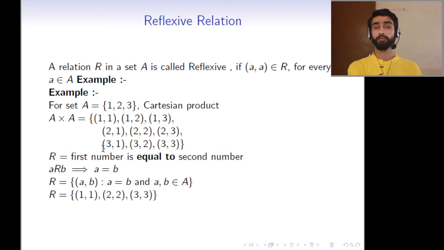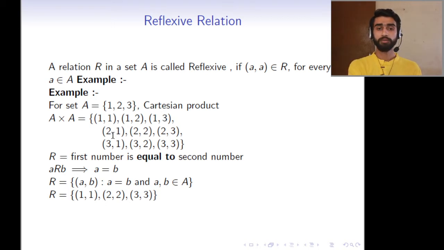Now let's check from the Cartesian product which pair satisfy this condition. First of all, (1, 1). Is this satisfying the condition 1 equal to 1? Yes, it is satisfying the condition. So I will take this (1, 1) in my relation. Second, (1, 2), 1 equal to 2? No, this is not correct. So we will not take this in our relation. Then (1, 3). Just check. 1 equal to 3? No, obviously not. So I will not take this in our relation.